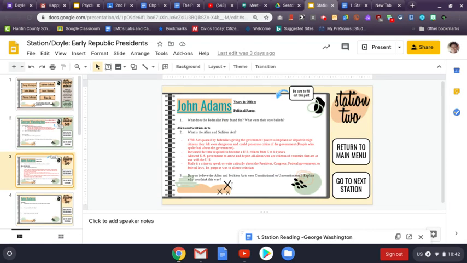Make sure you read it because it's going to impact you for the next question. What is the Federalist Party? Don't forget to answer years in office and political party as well.